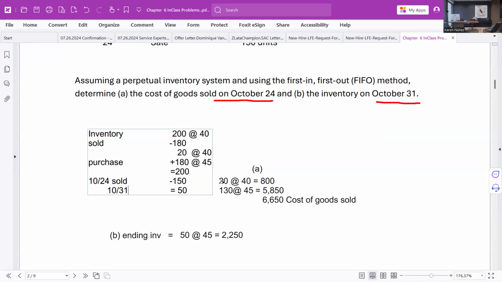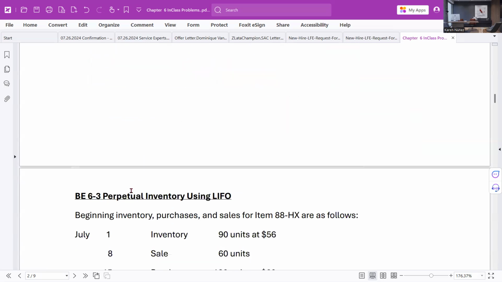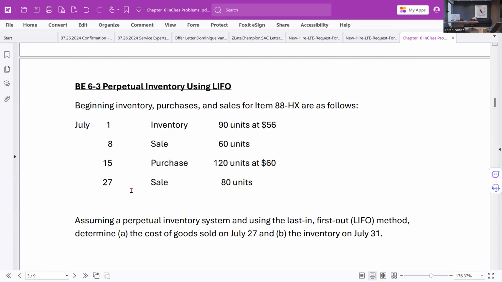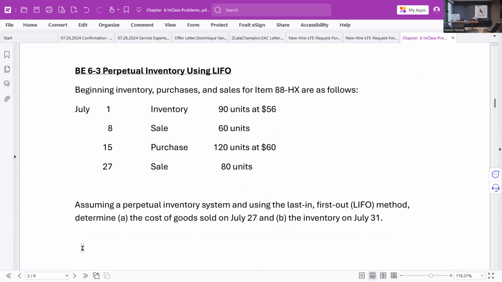Okay, so that's BE 6-2. Let's do another one like that so we can have just a little bit more practice on that. So in this case, perpetual again, perpetual LIFO now. So let's see. We're starting with our inventory. We start with an inventory of 90, and the 90 units are at 56.